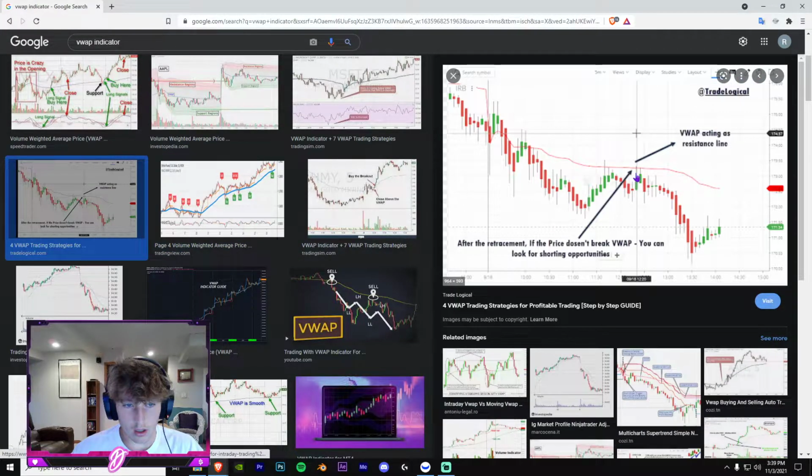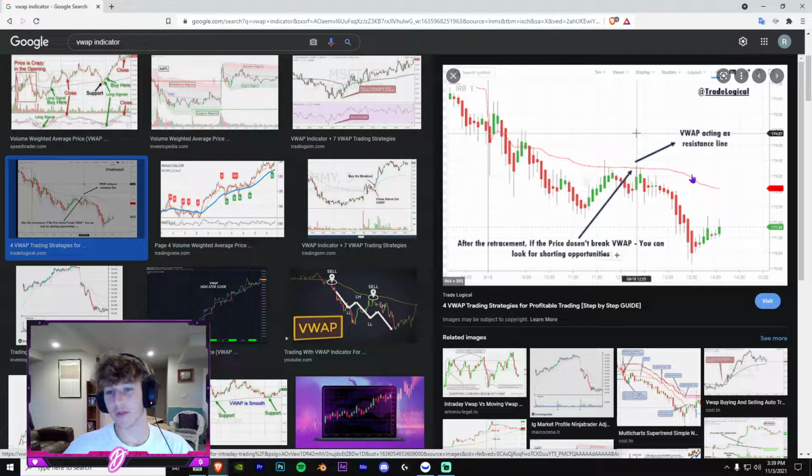Alright, so right here. We see in this picture, it says VWAP is acting as a resistance line. And do you see how this rejects? So that's when it's resistance. And then after the retracement, if the price doesn't break VWAP, you can look for a shorting opportunity. So that's saying if it doesn't close above VWAP, you can look for a rejection candle. So say this red candle right here, and you can look for a downside play, like shorting or buying puts.